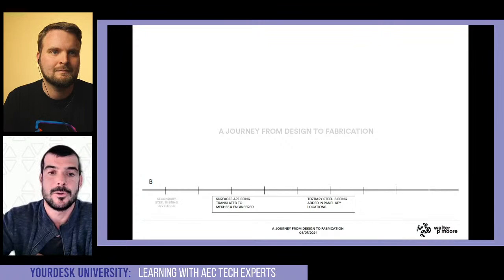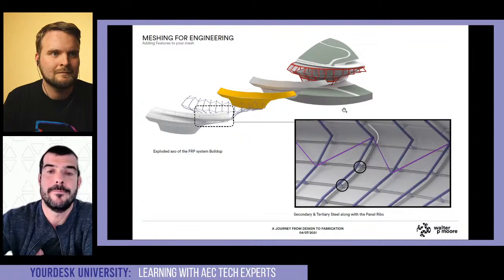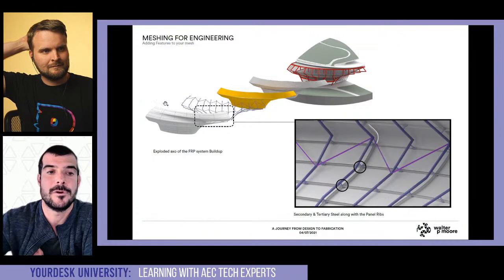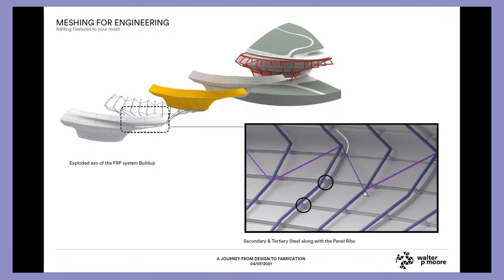So I'm just basically showing a little bit of an exploded axo of the build of the FRP buildup. And you'll have your FRP panels and your backup structure. And that's a close up, and I'm explaining what those features mean in the modeling aspect, right? So you have a mesh, but at the same time you're not really meshing just the panel itself. It's not really doing anything for you. You need to understand how the forces are being translated back into the backup structure. So you need to be adding elements to those meshes and understand the load transfer.